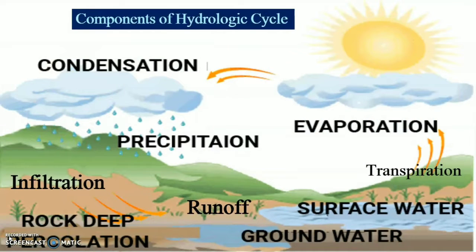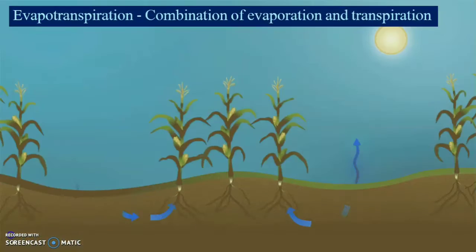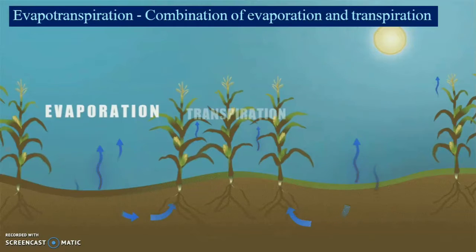Children, there are 6 main components in hydrologic cycle. They are evapotranspiration, condensation, precipitation, infiltration, percolation and runoff. So the 6 main components in hydrologic cycle are evapotranspiration, condensation, precipitation, infiltration, percolation and runoff. Is it clear, children? Now let's learn about them one by one in detail.